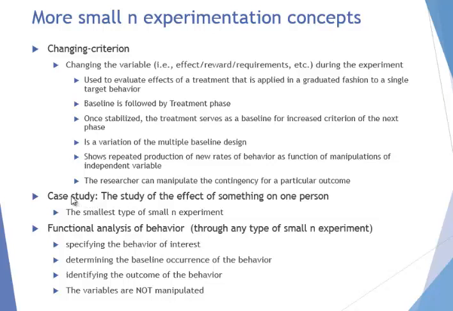A case study is also the idea of a very small n. A case study is basically studying one person. It's the smallest type of small n experiment where you look at the reaction of one person. Many of the things that I've mentioned in this chapter have been really case studies. A small n experiment could be when you're looking at the treatment and its effects on 5 people or 10 people. A case study is simply when you're looking at what happens to one particular individual.